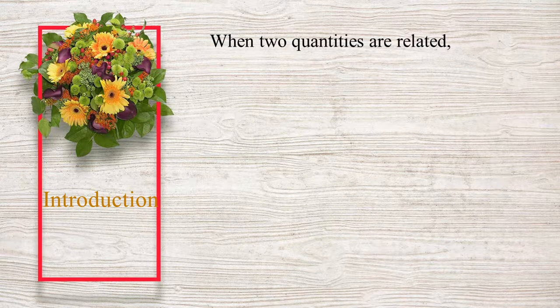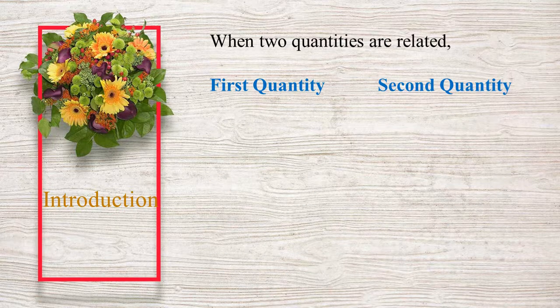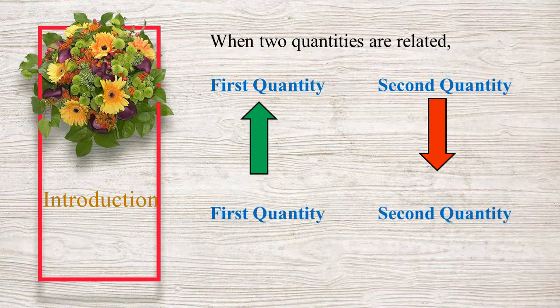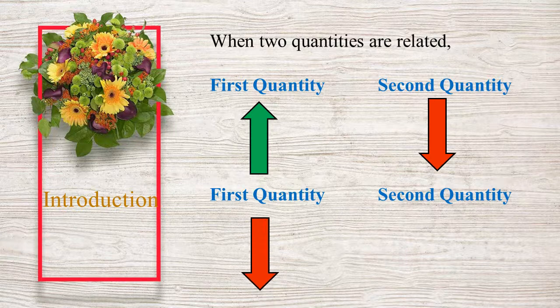When two quantities are related, if the first quantity increases, the second quantity decreases. If the first quantity decreases, the second quantity increases. So it is inverse proportion.